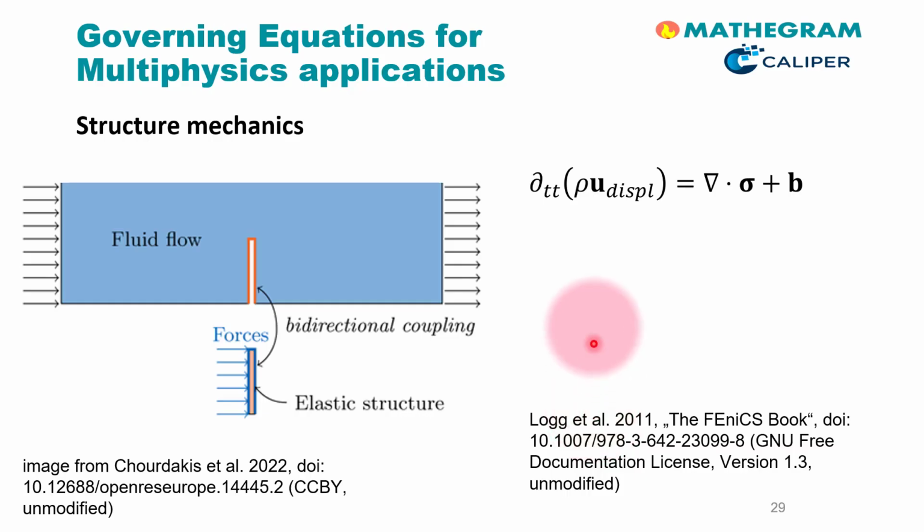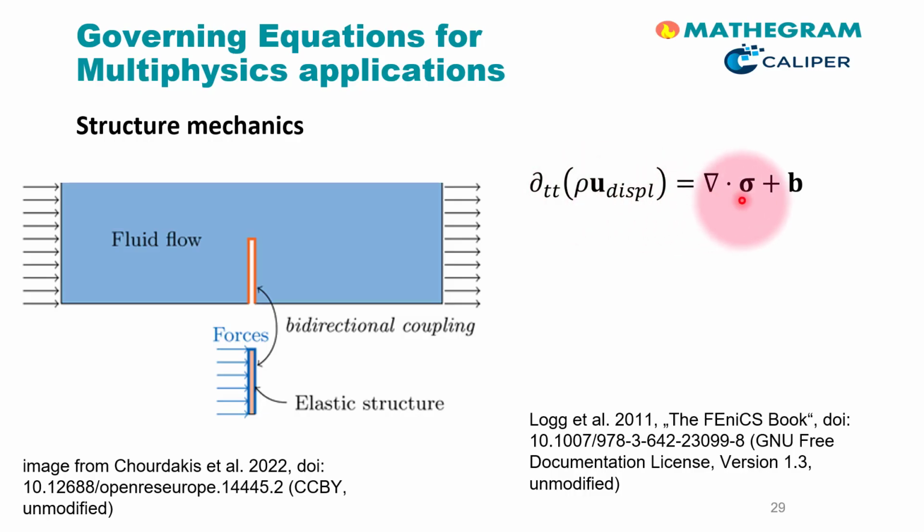Same as before, the left-hand side contains time derivatives. In this case, it is the second time derivative of the displacement u displace, which has the units of meters. Hence, the left-hand side has the units of force per cubic meter, since we have to multiply u displace with the density rho of the elastic material, as you see here.